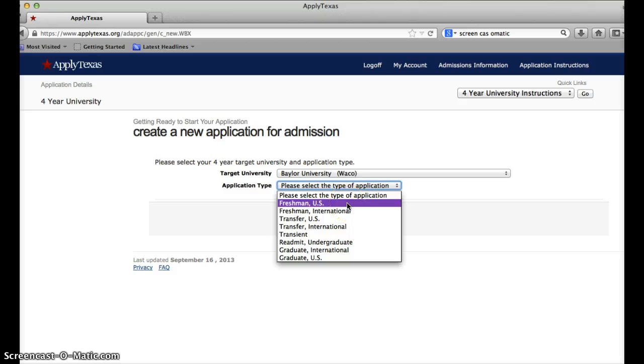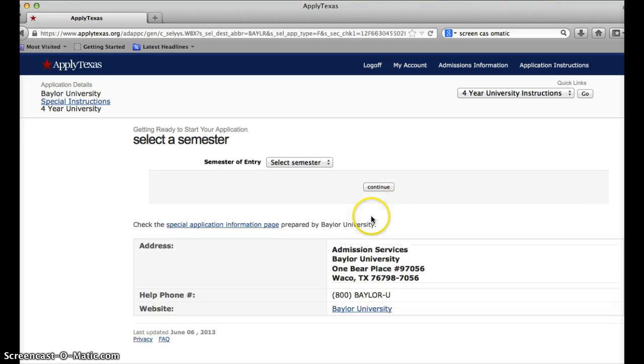And then all of you will be freshmen. Even those that have taken dual credit classes, you will be a first-time freshman due to you actually not having any college credit that's not dual credit. So freshman US, continue. And all of you will be starting in the fall of 2014.